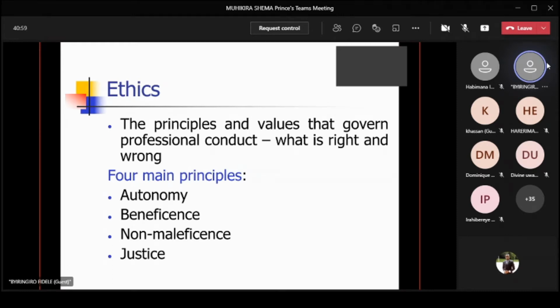Can someone tell me what is autonomy? Autonomy is quality. Come again? What did you say? I said that autonomy is like a self-governing quality.